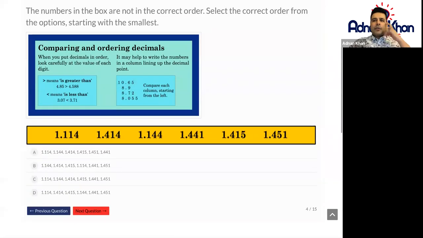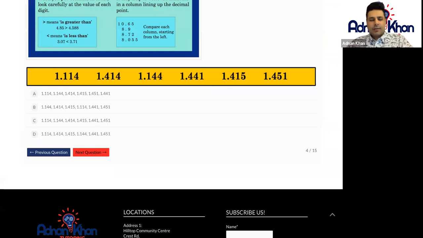So we're just selecting the correct order from the options, starting with the smallest. So you always seem to get the hardest question, Janet, for some reason. I don't do it on purpose, but it just ends up with you being in that time. So remember that the first numbers are all the same. So look at the small second number. So we're looking at the smallest, starting from the smallest. Take your time. Have a look.